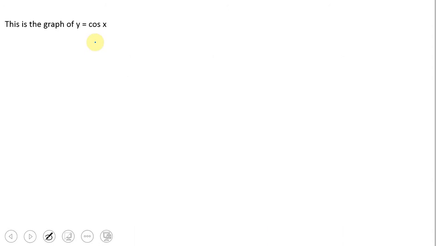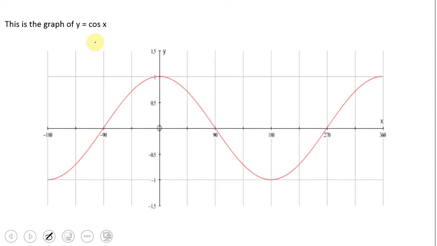This is a graph of y equals cos x. Same region, from minus 180 to 360. Like the sine graph, it also has a period of 360 degrees. It starts at 0, 1, and by 360 it's back up at 1 on the y-axis. The y-axis goes from minus 1 to 1, and you have that nice smooth wave.